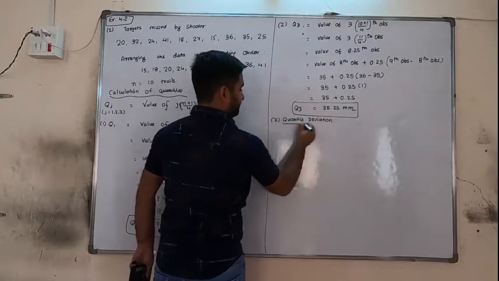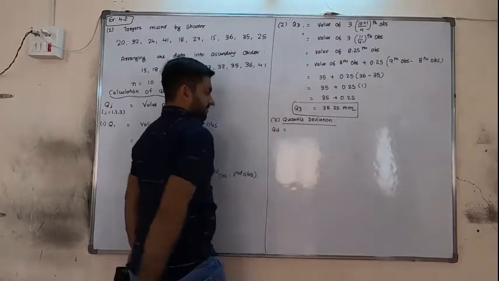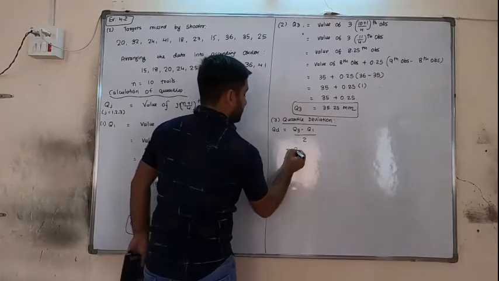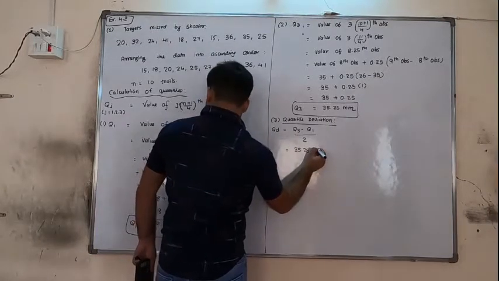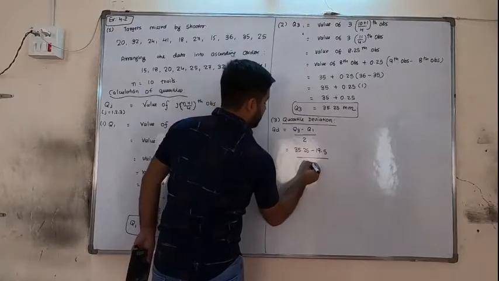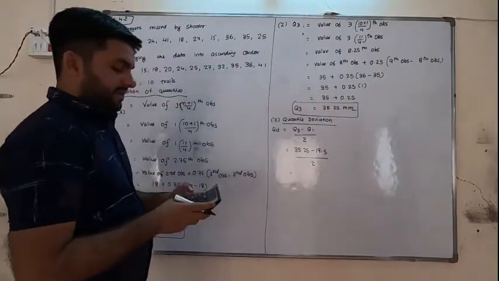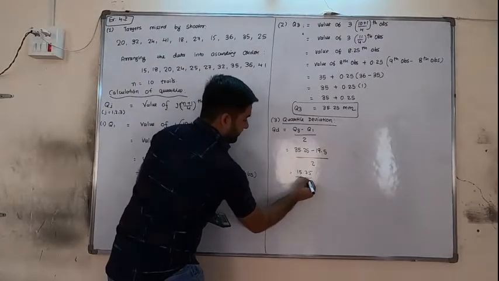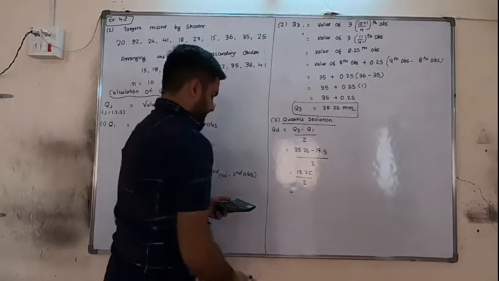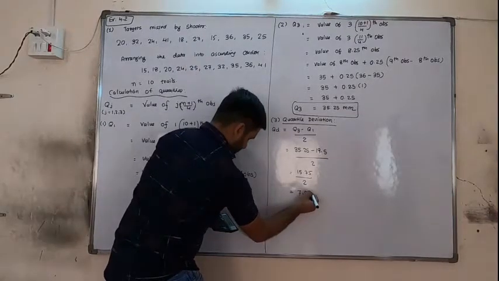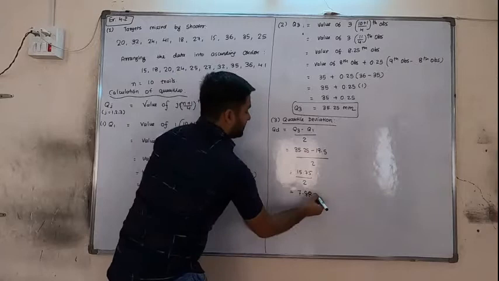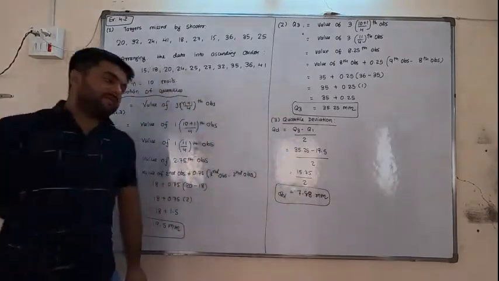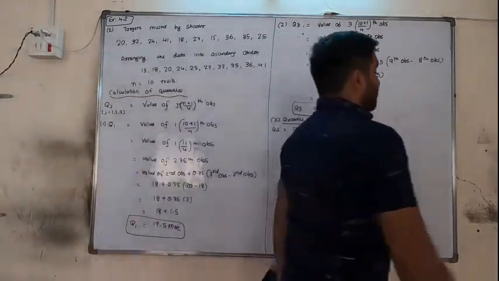Quartile deviation. QD is equal to, what is the formula? Q3 minus Q1 divided by 2. 35.25 minus 19.5 divided by 2. 35.25 minus 19.5 is 15.75, upon 2. 7.875, so I am rounding off to 7.88 millimeters.